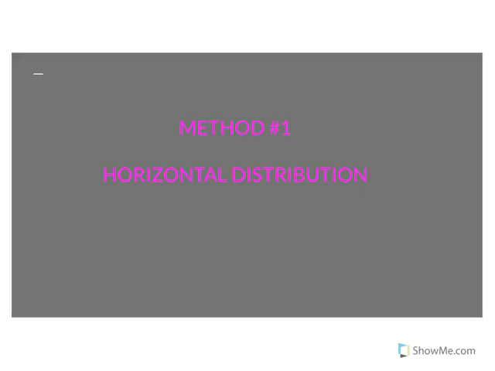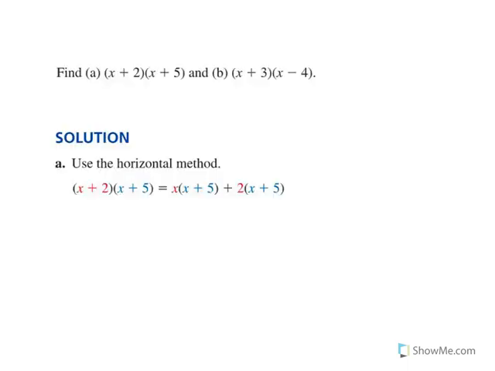So the first method is called horizontal distribution. And this one, I don't know that I've ever had a student have this be the way they end up doing it forever. But I'm going to show it to you just in case you're that student. So when we're multiplying polynomials, for the most part, we're going to be multiplying a binomial times a binomial. Okay? So a 2-term times a 2-term.